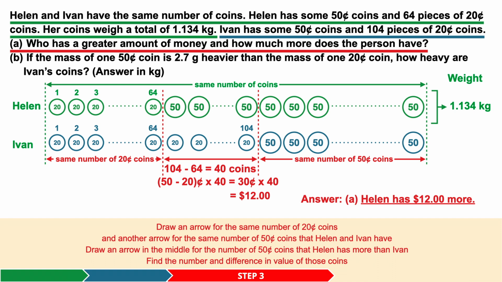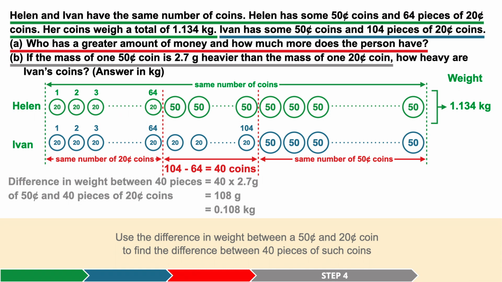In the middle of the diagram, we see that Helen and Ivan have different coins. For this, we draw an arrow in the middle to represent the number of 50-cent coins that Helen has more than Ivan, which we determine to be 40 coins by taking 104 minus 64. To find out how much more money Helen has, we take the difference between one 50-cent coin and one 20-cent coin, which is 30 cents, and multiply it by the 40 coins to get $12.